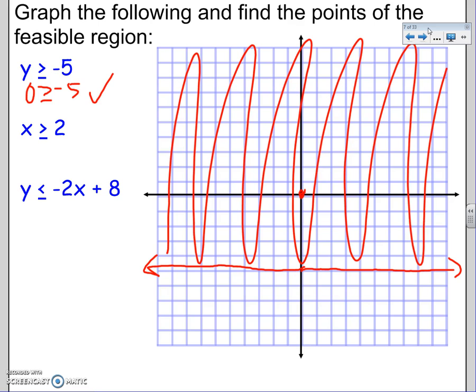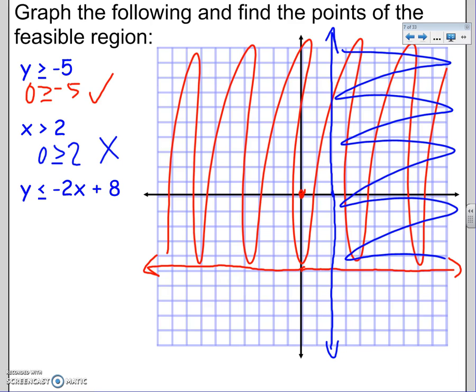All right, x is greater than or equal to 2. That's linear, constant. It is vertical. So go to x is 2. Solid line. I do a test point. I'll try 0, 0. 0 is bigger than or equal to 2. That's false. So I avoid the left side. I shade the right side. Now remember, we cover the overlap. So that top right rectangle where it's both blue and red.